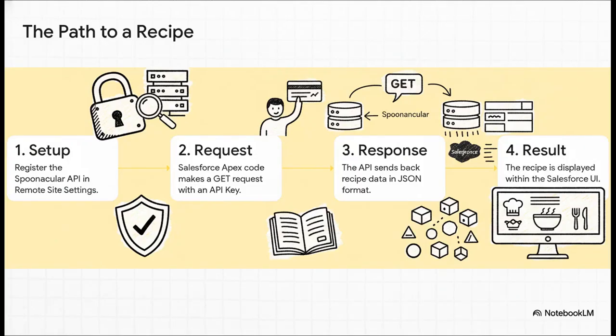So here's how it plays out. First things first, inside Salesforce, you've got to tell it who it's allowed to talk to. That's what remote site settings are for. It's like adding Spoonacular to a trusted friends list. Then, our Apex code makes a GET request, and it flashes its library card, that API key. Spoonacular sees the key, says, "Okay, you're good," and sends back the recipe data in a nice, structured format called JSON. Finally, our code reads that data and displays it right there on the screen in Salesforce. Pretty cool, right?